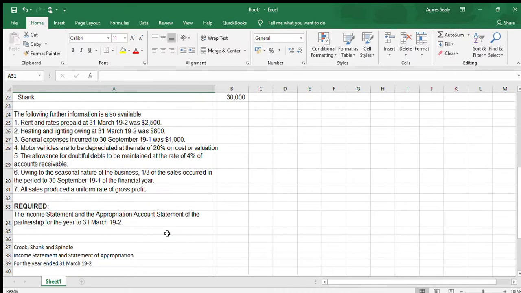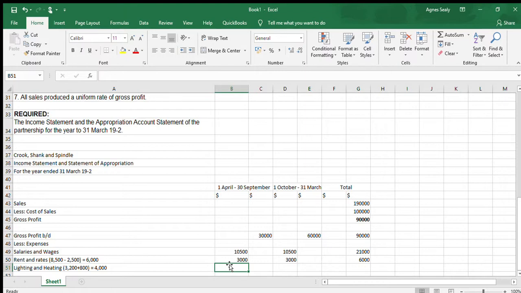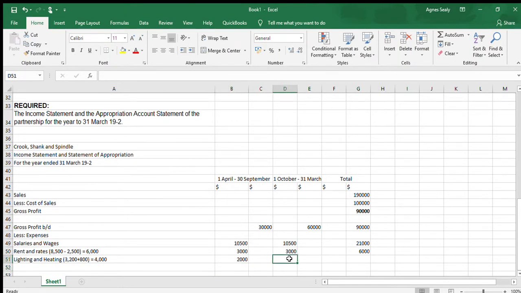So this $800 must be added to the $3,200 to give us a fair picture of the light and heating that was incurred during the period. So that's $3,200 plus the $800, which gives us $4,000 as our light and heating for the period. So total light and heating incurred is $4,000, and that again is split evenly between the two periods.